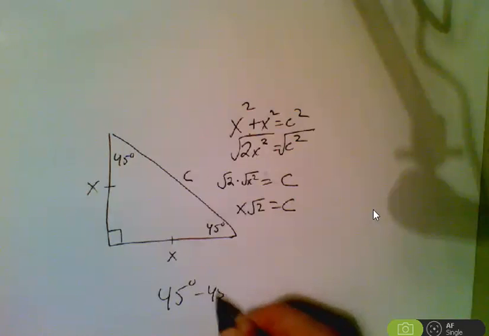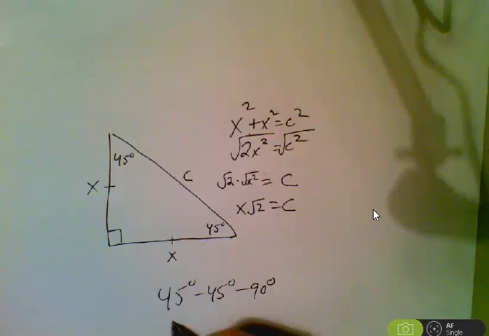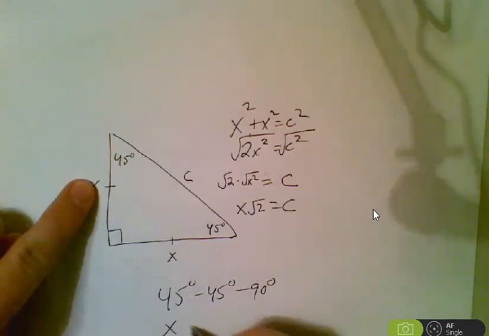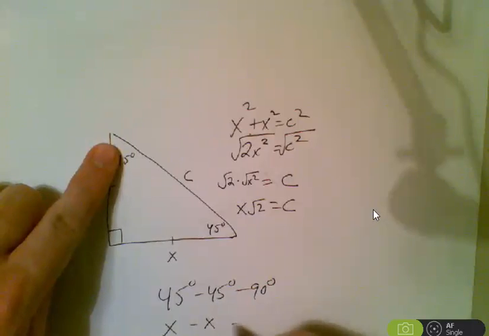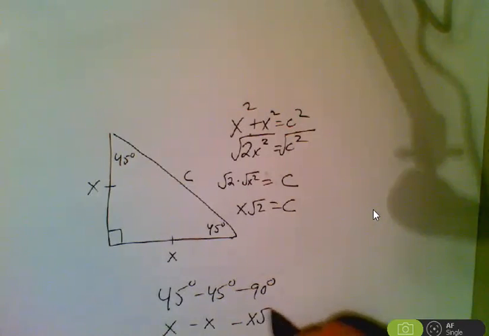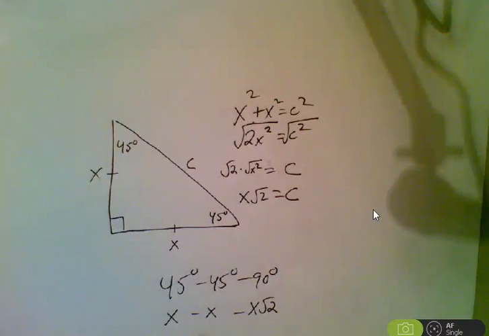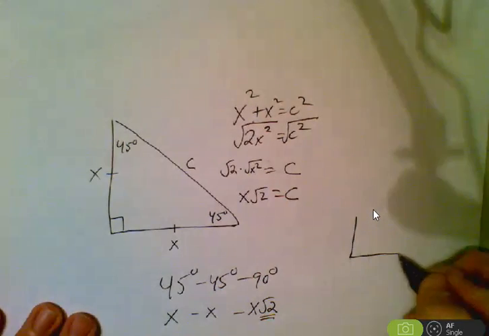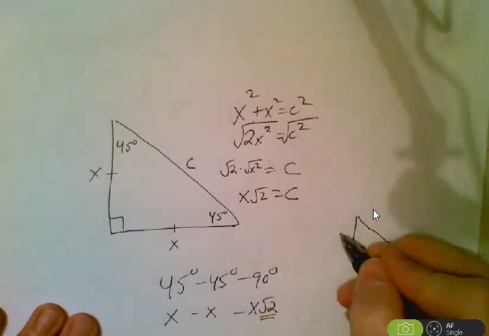45, 45, 90 matches up x, x, and then the c is the hypotenuse, the one across from the 90, is x square root of 2. So if you know the leg, you instantly know the other leg. And if you know the legs, you can just multiply by the square root of 2 in order to get your hypotenuse.